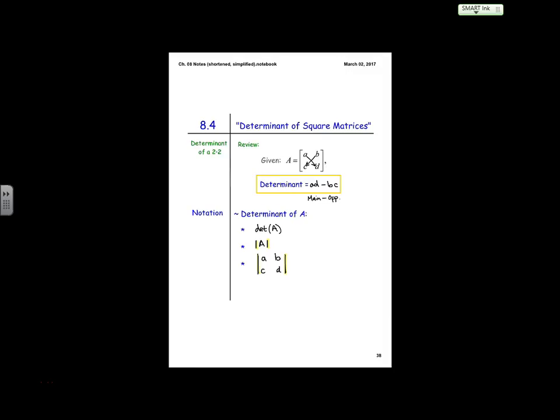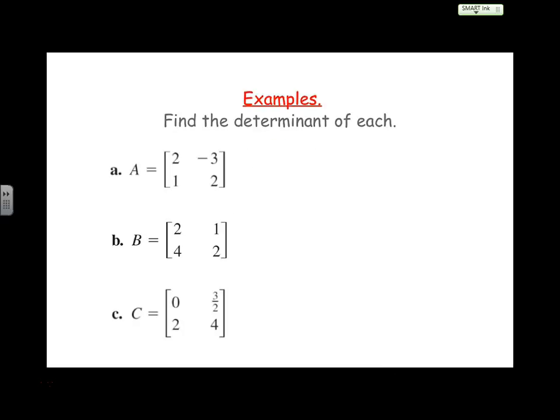Change it up. We ready? Set and go. So practice your main minus opposite skills. I'm going to practice the new notation too, just so you guys get used to seeing it.